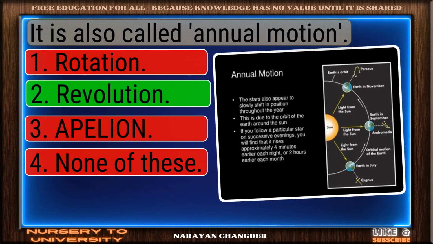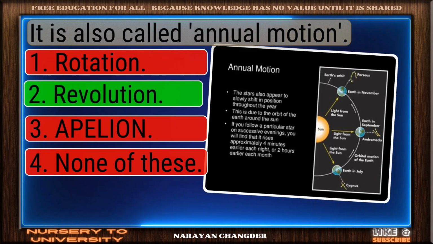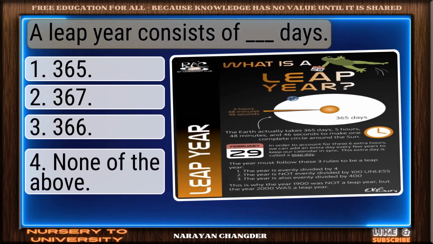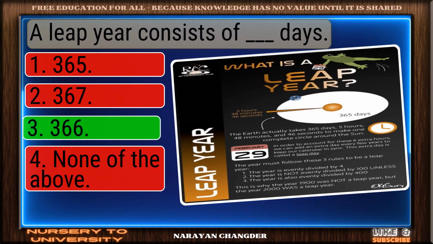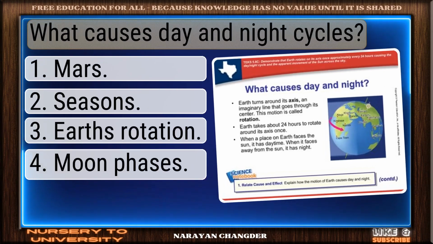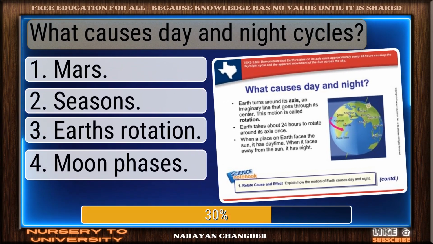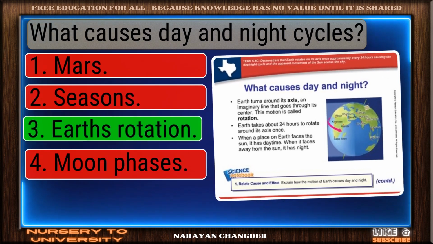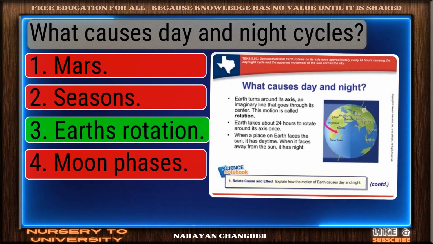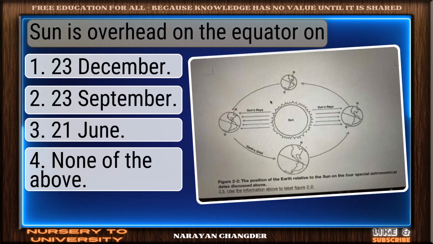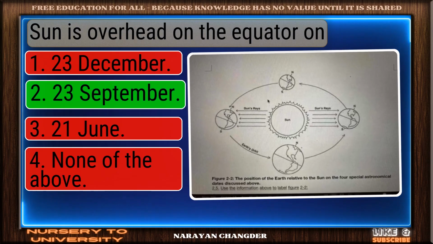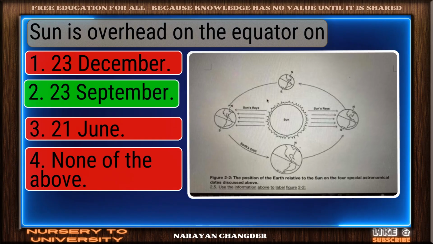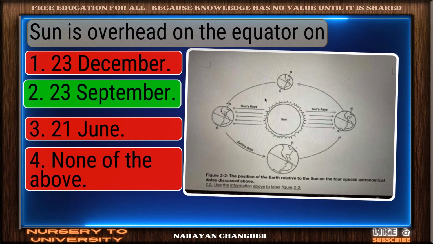Strong choice. Revolution is the right answer. A leap year consists of dash days. Valid point, 366 is true. What causes day and night cycles? Well done. Earth's rotation is the right choice. Sun is overhead on the equator on. Sharp thinking. 23 September is the right choice.